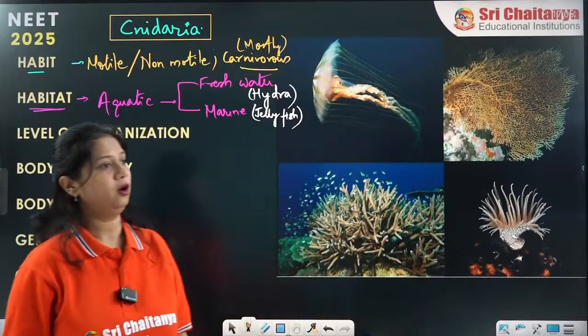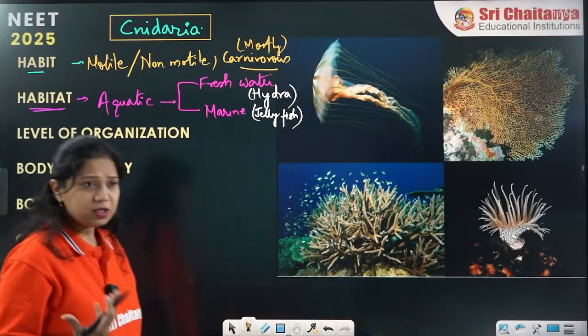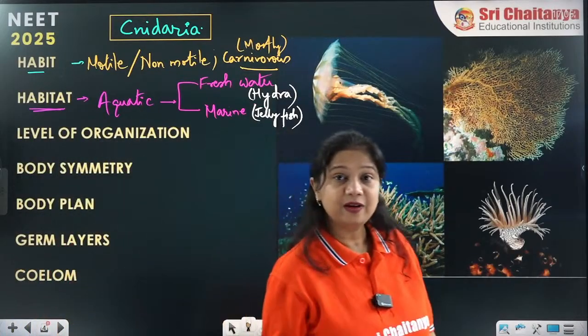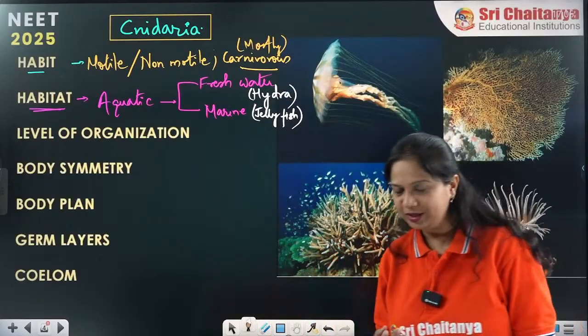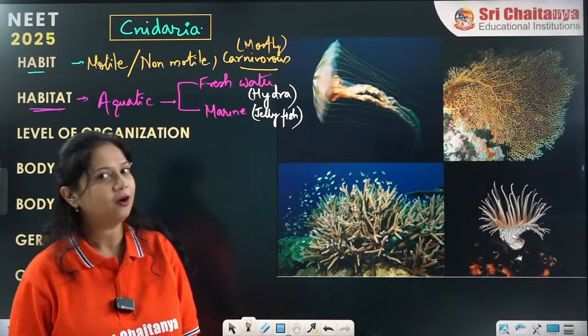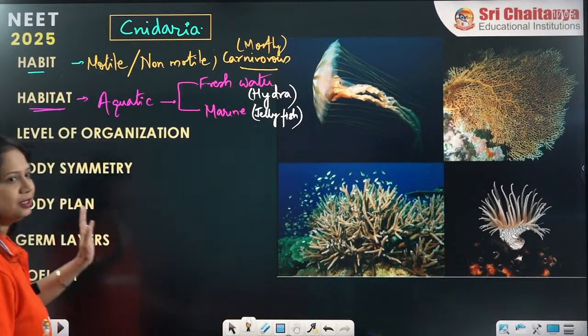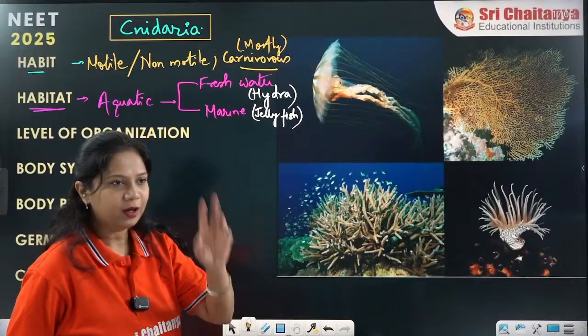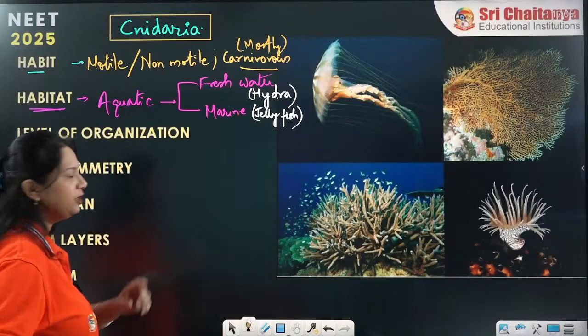They are motile or non-motile. They are mostly carnivorous. They live in water, so they are called aquatic. And in aquatic also they are either freshwater forms or the marine water forms. So, freshwater and marine water. Very good.